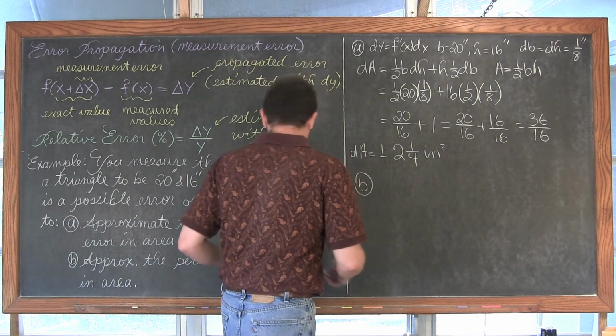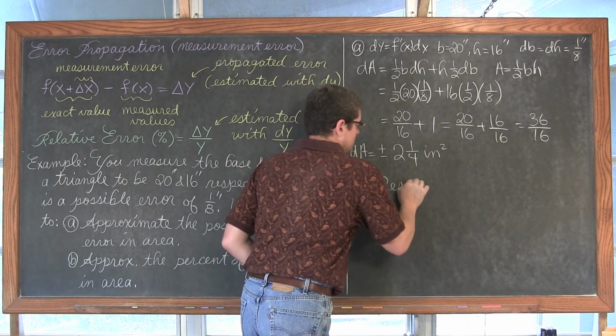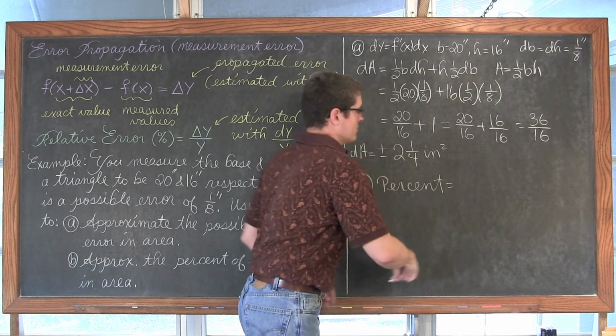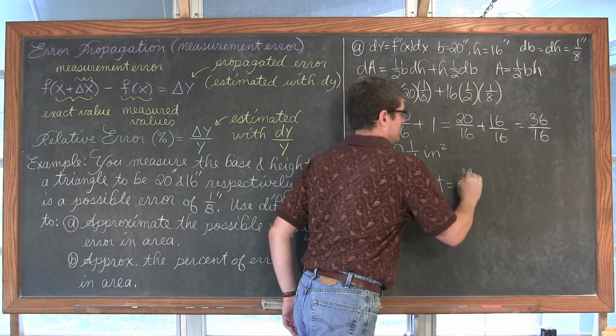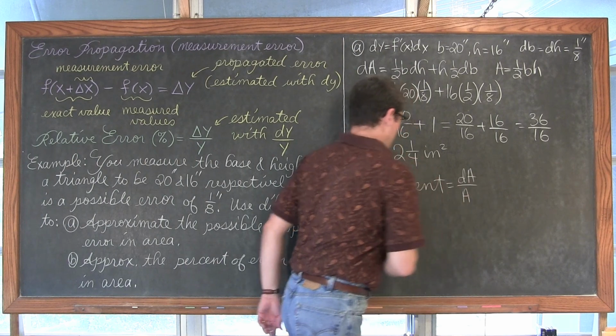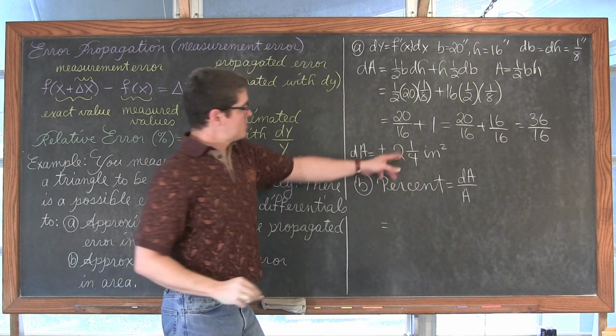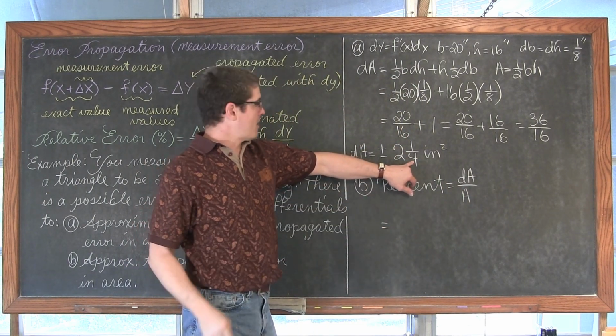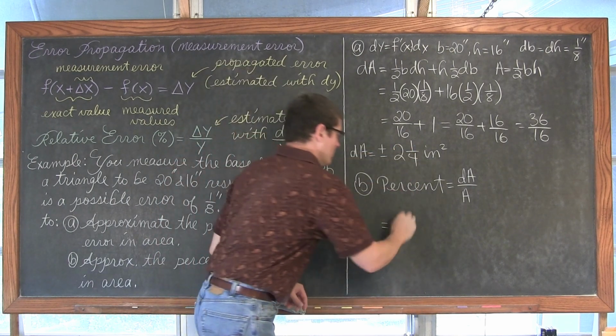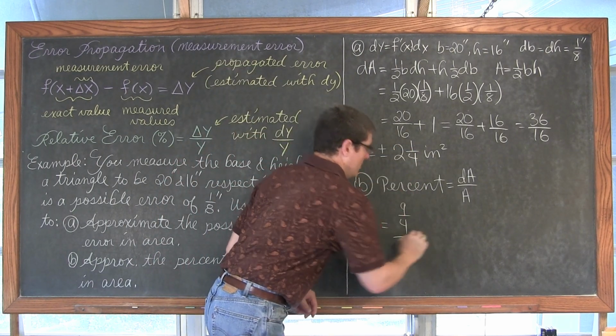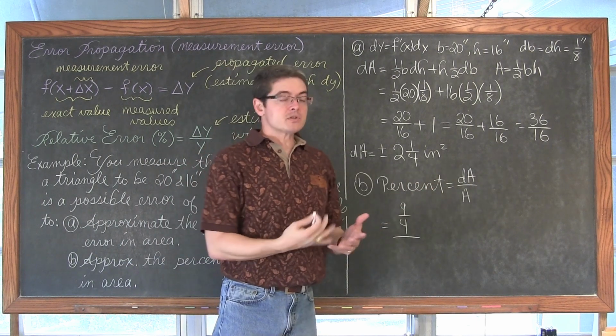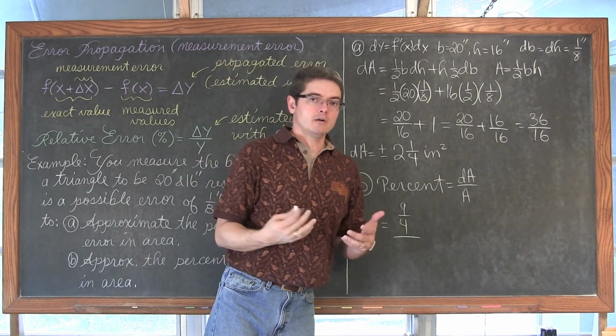Now our relative error, or percent, again always being part over whole, is dA over A. And that means that we have 2 1/4, or putting this in a proper fraction form, 9 over 4, over the original area that we measured of this triangle.